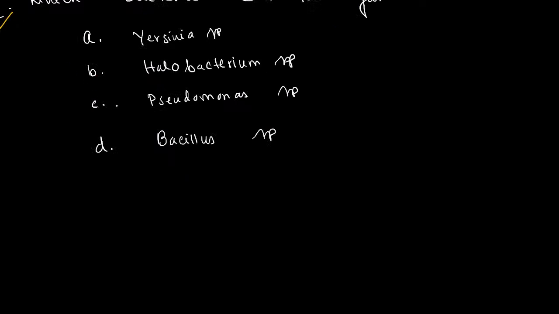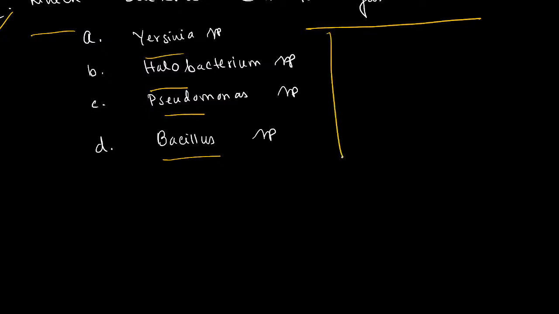Question 30. Which bacteria can form gas vacuole? Yersinia, Halobacterium, Pseudomonas, Bacillus. Which bacteria can form gas vacuole? Yes, do it faster. The question is that which bacteria can form gas vacuole? I'm writing here it's gas vacuole.